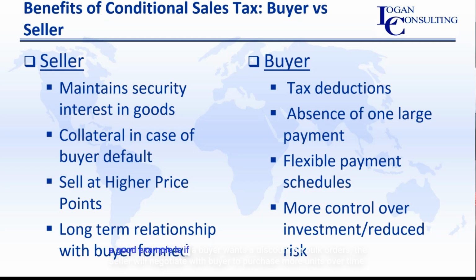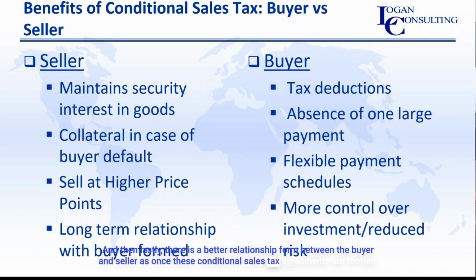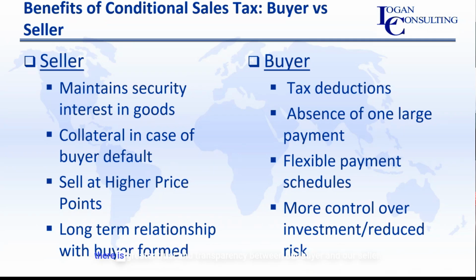Next, the seller typically will negotiate higher price points with buyers. A good example is if a buyer wants a discount on bulk orders, the seller will negotiate with the buyer to purchase more units over time instead. We could see that happen. And then lastly, there is a better relationship formed between the buyer and seller, as once these conditional sales tax agreements are formed, there is greater trust and transparency between our buyer and our seller.